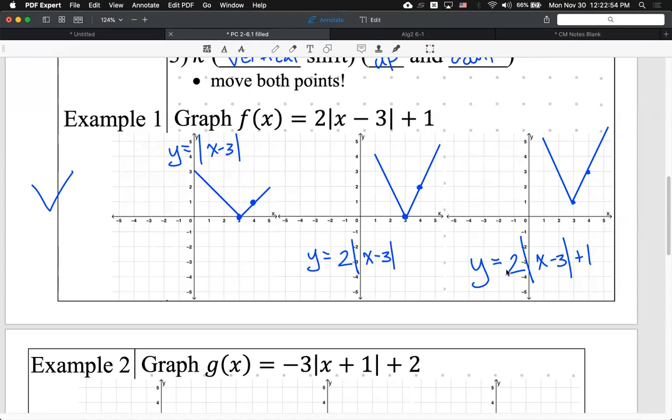And I really want everyone to pay attention just to 2 points, because that's exactly what you're going to be doing on Khan Academy.